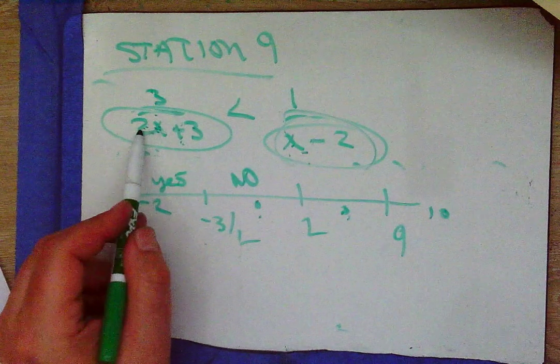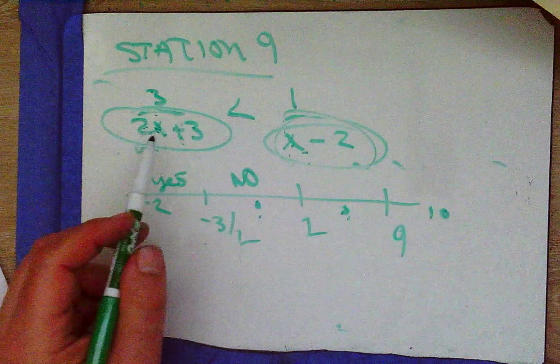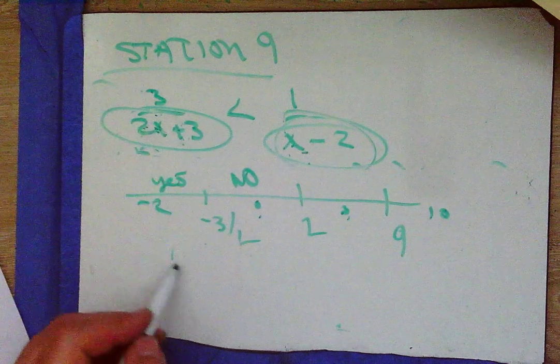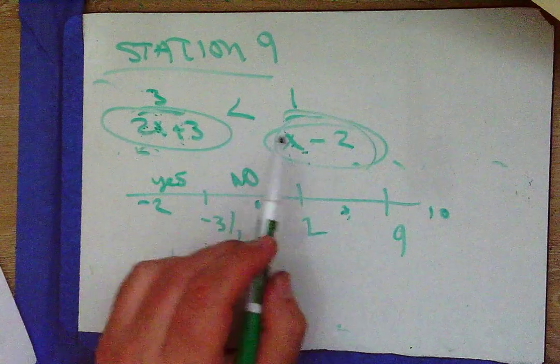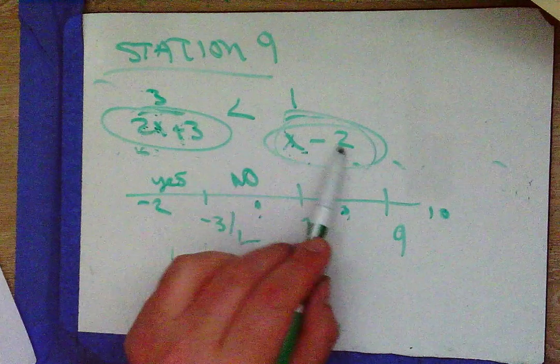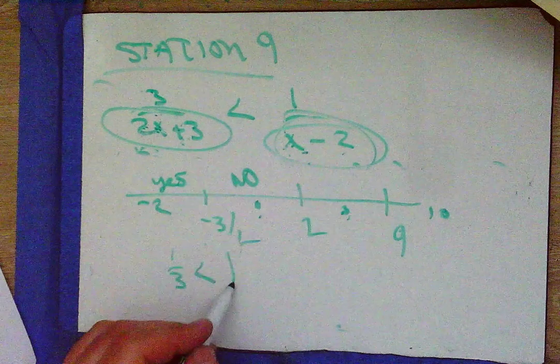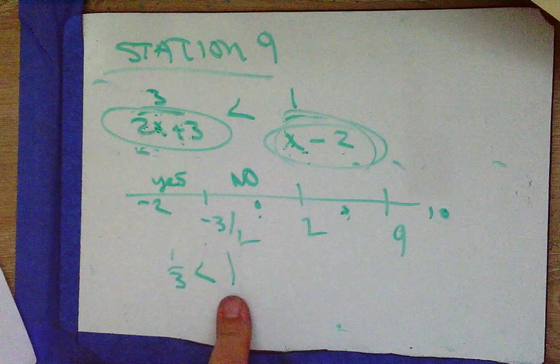3 times 2 is 6. 6 plus 3 is 9. 3 over 9 is 1/3. All right, and then we have our less than. And what if we plug a 3 in here? 3 minus 2 is 1. 1 over 1 is 1. Is 1/3 smaller than 1? Yes.